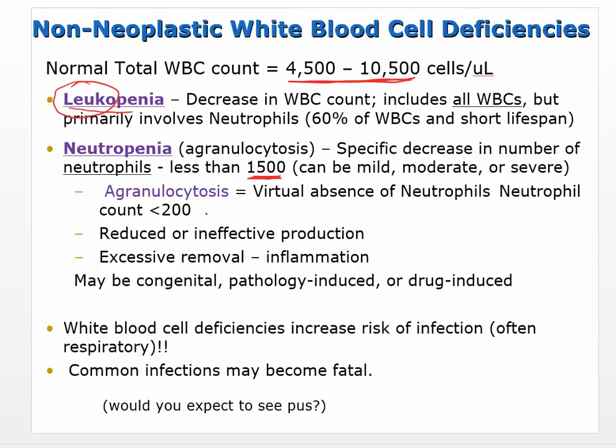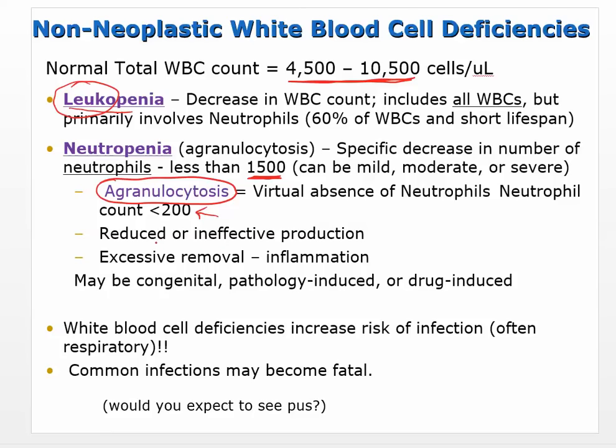Now, if you get to less than 200, then we say pretty much, yeah, you're gone. They're absent. You don't have neutrophils. You might have some, but 200 is not enough to get the job done. So that's what we refer to as agranulocytosis. Agranulocytosis is the virtual absence of neutrophils. It's a neutrophil count of less than 200 per microliter.